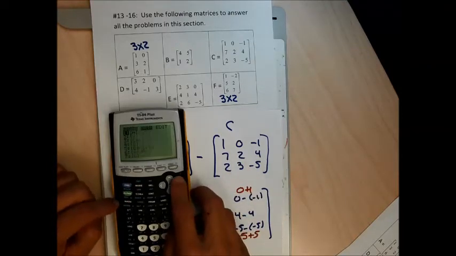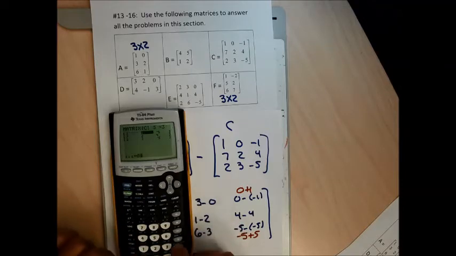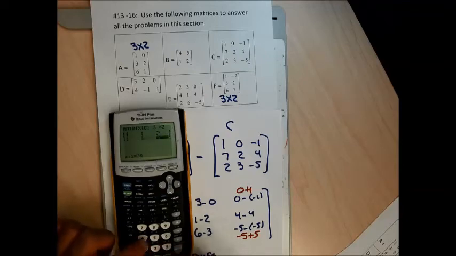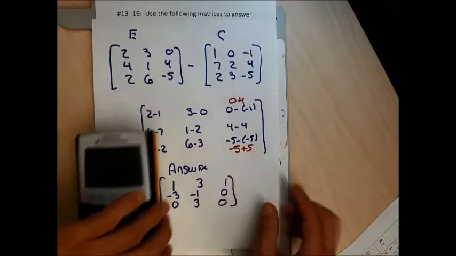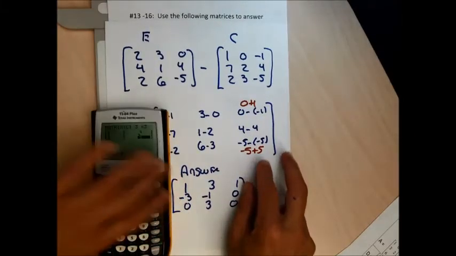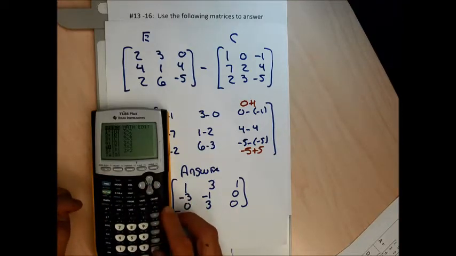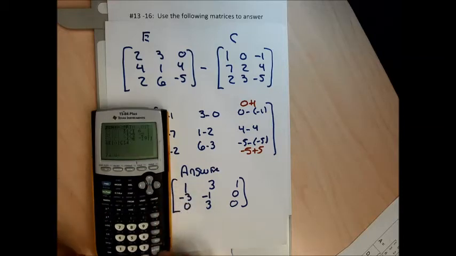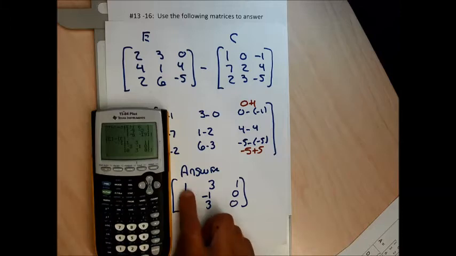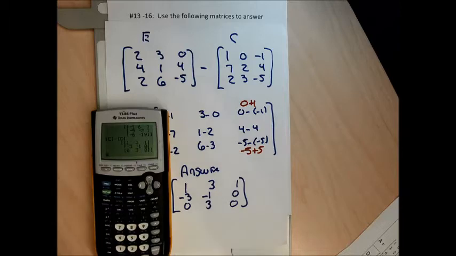Now enter matrix C. Second matrix, edit, go down to C, type in 3 by 3. It's 1, 0, negative 1, 7, 2, 4, 2, 3, negative 5. Looks like that's in properly. Now I just have to enter E minus C on my main screen. So second quit, then second matrix names E, and then minus second matrix names C. There's E minus C. Hopefully I see 1, 3, 1, negative 3, negative 1, 0, 0, 3, 0. My answer by hand is perfect.